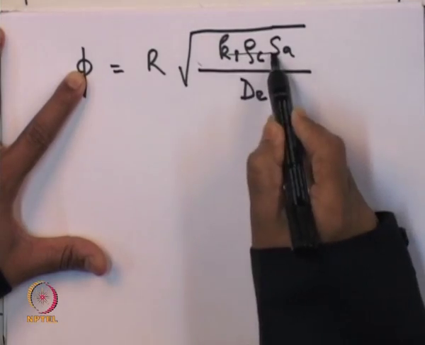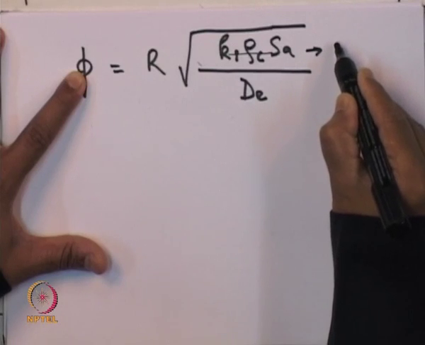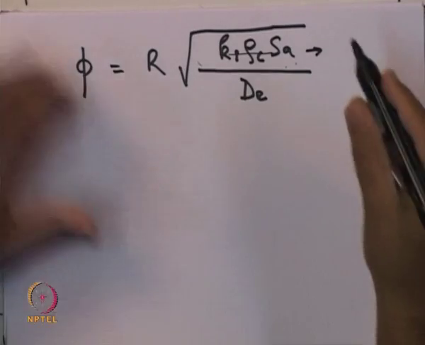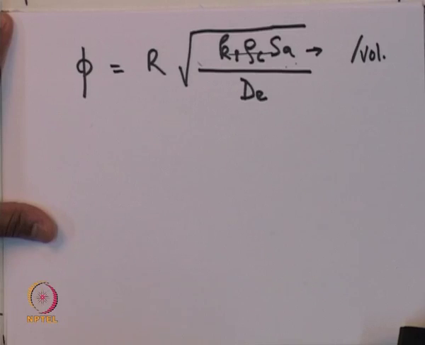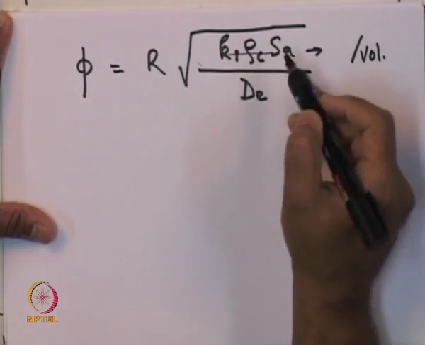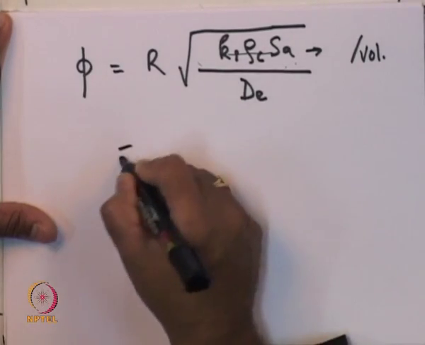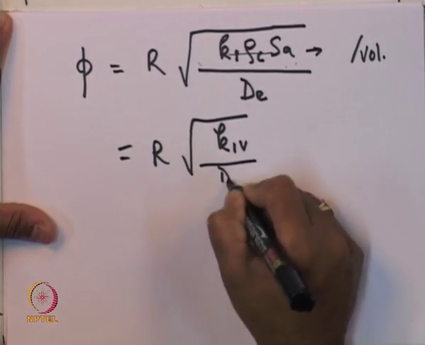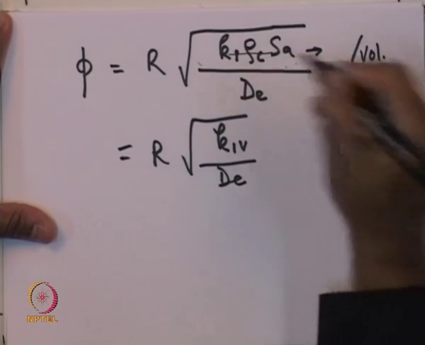And what is this numerator? Numerator is nothing but the rate constant per unit volume. Okay, it is per unit volume. We already looked at that. So, this is nothing but a rate constant. Let us not get into details. This is a rate constant. Fine. Now, let me just denote this as R root K1V divided by De. Why V? Because per unit volume, the numerator.